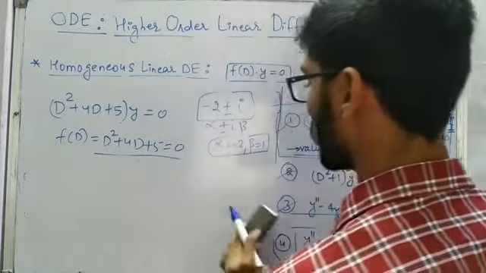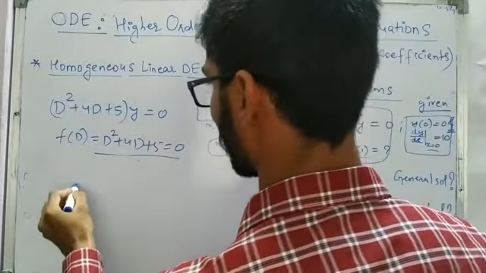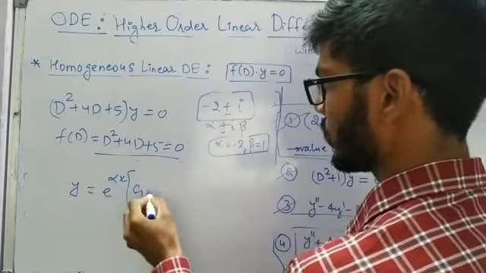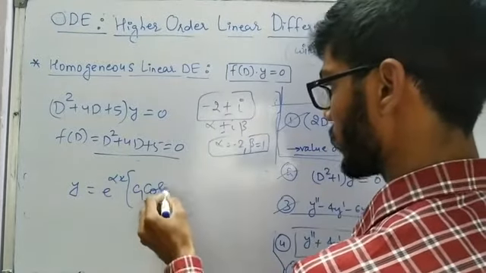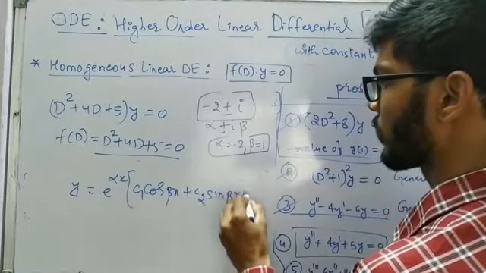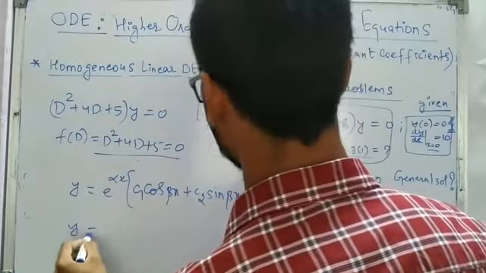So the general solution: alpha means we are going to get the exponential term e power alpha x, and beta means we are going to get the trigonometric functions. So c1 cos beta x plus c2 sin beta x. So y is equal to e power alpha.